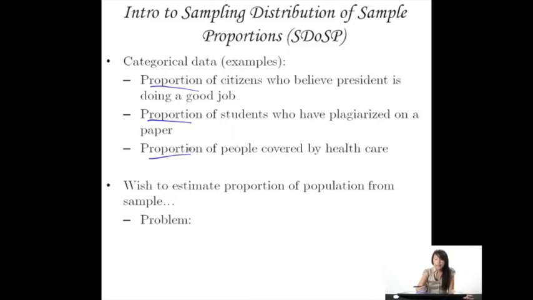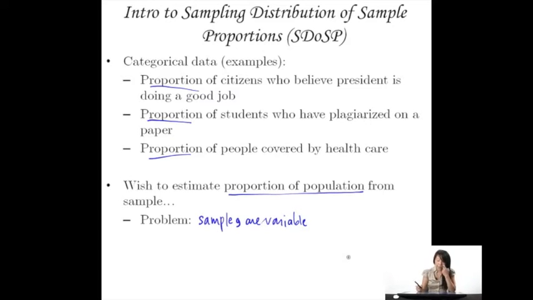So when we collect this categorical data, oftentimes we want to use that in order to estimate the proportion of the population that actually is covered by healthcare or who have plagiarized before or who believe the president is doing a good job. We want to estimate that population level parameter. However, samples are very variable, right? And that means that our estimate won't always be very good. It'll be good sometimes, but it won't always be very good.